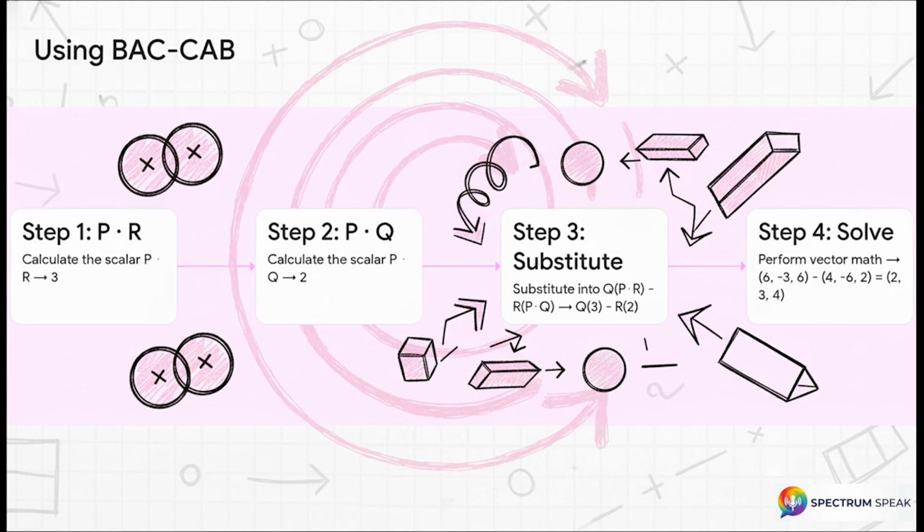Perfect. Now we just plug those scalars back into the formula. So we get Q times 3 minus R times 2. We do that last bit of vector math, and there's our final answer. The vector 2, 3, 4.